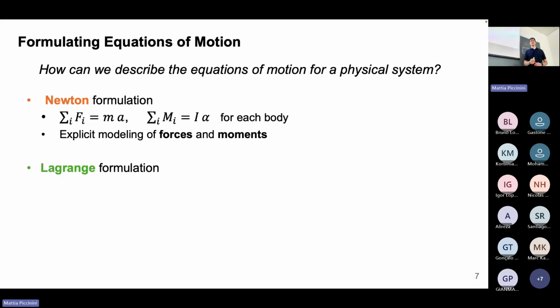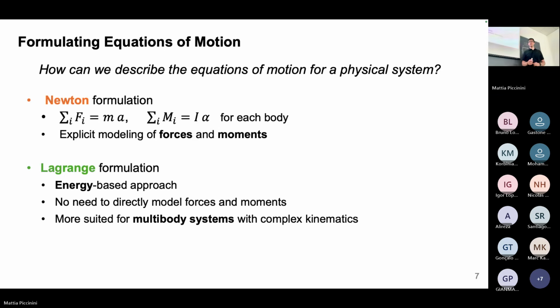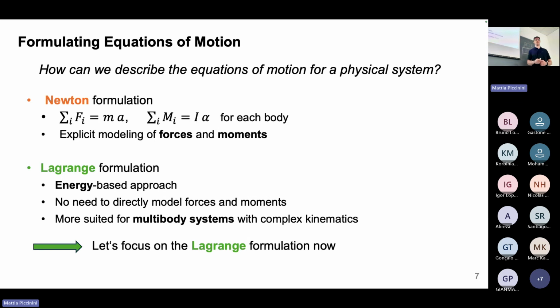Indeed, it's an alternative formulation to the Newton one, but it's different, because in this case it's energy based. We don't need to model directly the forces and moments. This is an advantage. We don't need to sketch free body diagrams, whatever. And this can be more suited for multi-body systems like robot arms, humanoids, or systems with a lot of degrees of freedom that can be hard to model with Newton. So let's focus on the Lagrange approach for now.